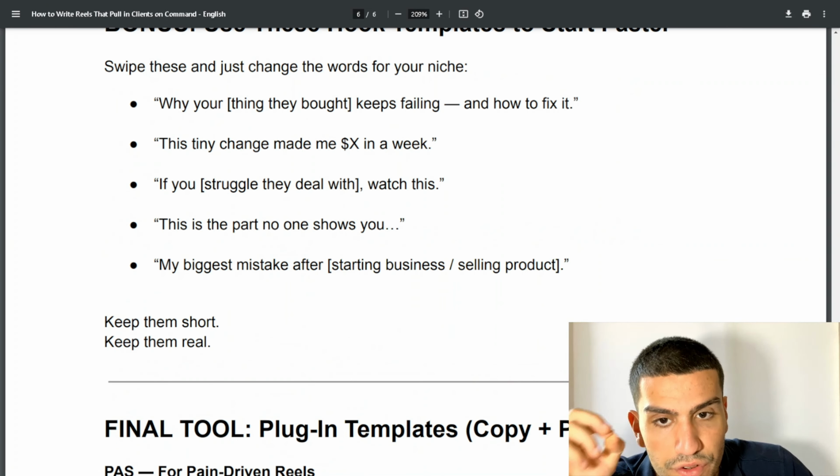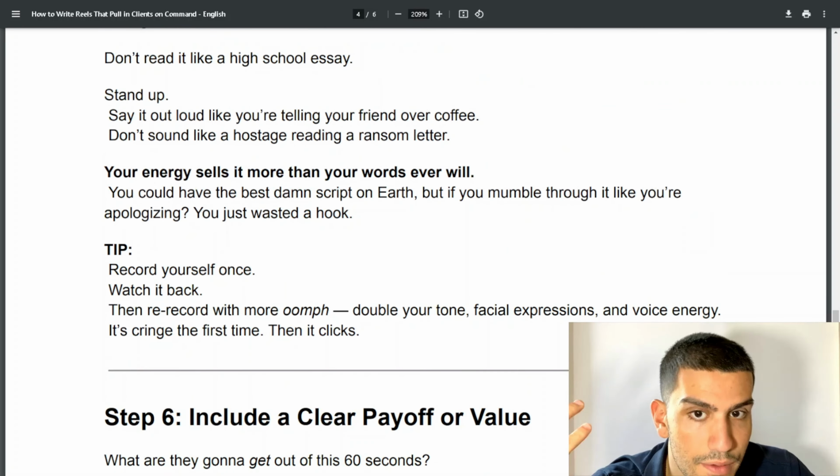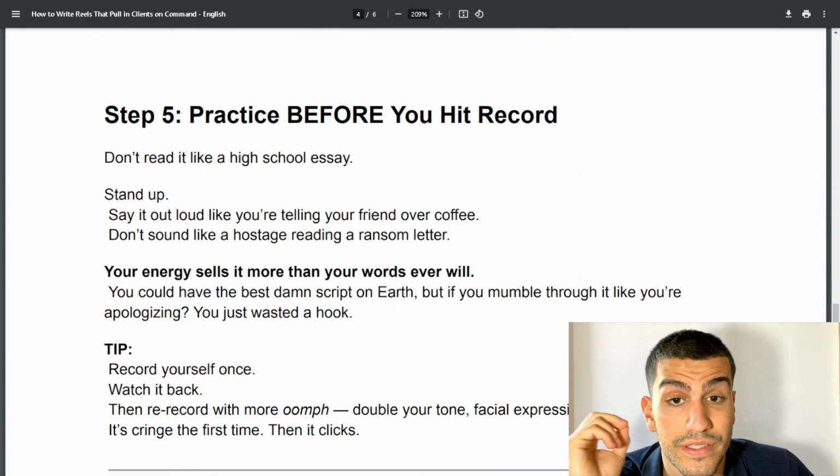This leads us to our fifth step, which is practice before you hit record. Now, most of you read scripts while recording reels. You don't speak it freely. You read it out of a script. No, you don't have to read it, but you have to speak it. You have to talk about the topic and not read the script that is about the topic. You gotta be comfortable saying the stuff you are going to say. Don't read it like a hostage reading a ransom letter.